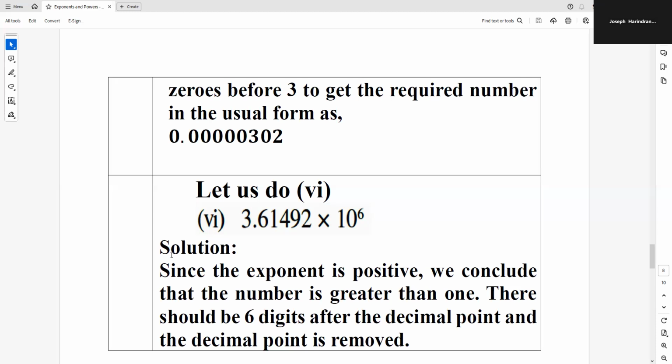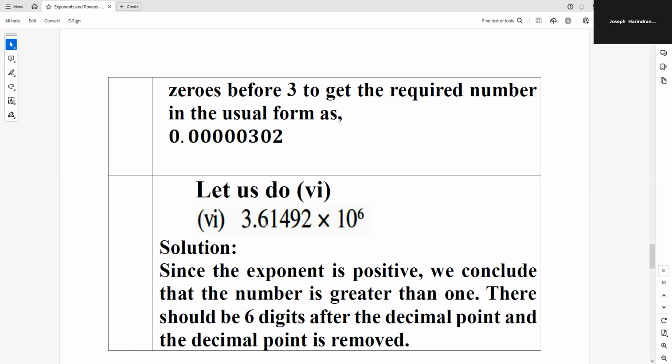Now let us do the sixth subdivision, one example for a very large number. 10 power 6 is there. It is a positive exponent. So we conclude that the number is greater than 1. It's a large number. Since it is a large number, the decimal point is shifted to the right, or the decimal point is removed. Here the decimal point is removed because there is no longer a decimal number after multiplying by 10 power 6. Now we see that here in 10 power 6, 10 is the base and 6 is the exponent. There should be 6 places to the right of the decimal point.